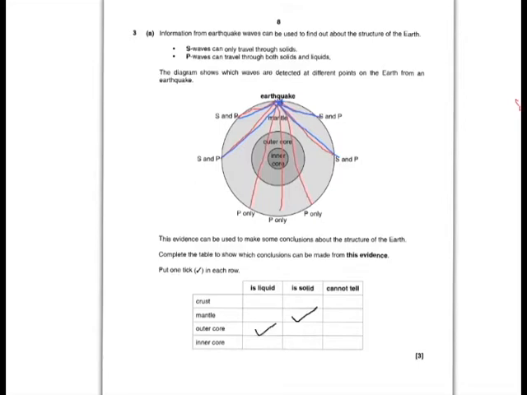However, we can't tell about the inner core, because any S waves that have been stopped by the outer core would never get a chance to get to the inner core. So I'm afraid we're going to have to say we cannot tell about the inner core, which leaves us with the crust. Well, the crust is the layer that's right around the outside, a very thin layer that's not marked on the diagram. The S waves have clearly been able to pass through that, so we must also say that the crust is a solid.